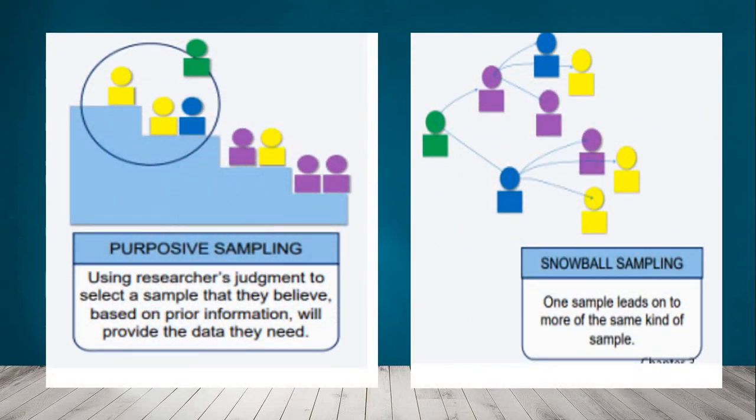So last, we have the purposive sampling and the snowball sampling. Sabi dito, ang purposive sampling ay using researchers' judgment to select a sample that they believe, based on prior information, will provide the data they need. Yung purposive sampling, ikaw mismo as a researcher, ikaw yung pipili kung sino lang yung fit sa study mo.